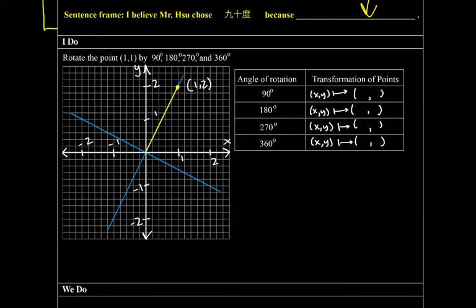So let's check out these things. And let's try to rotate this point. Sorry, that's 1, 2. We're going to rotate 1, 2 by 90, 180, 270, and 360. So let's take this point, let's rotate it. If we rotate it here, let's see, what is the new coordinate? New coordinate is -2, 1.